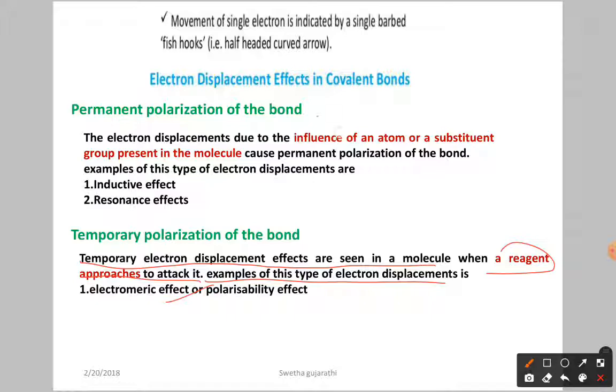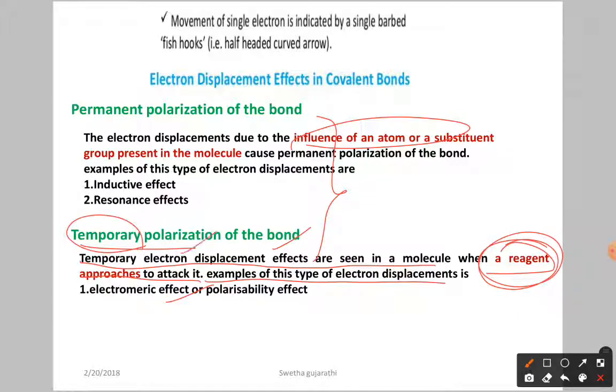Here is the difference: in the permanent case we already have a group of atoms in the molecule, but in the temporary case, only if a reagent comes is polarization possible. If it's not there, there is no polarization. That's why it's called temporary. It is only temporarily present, so it's called temporary polarization of bond.